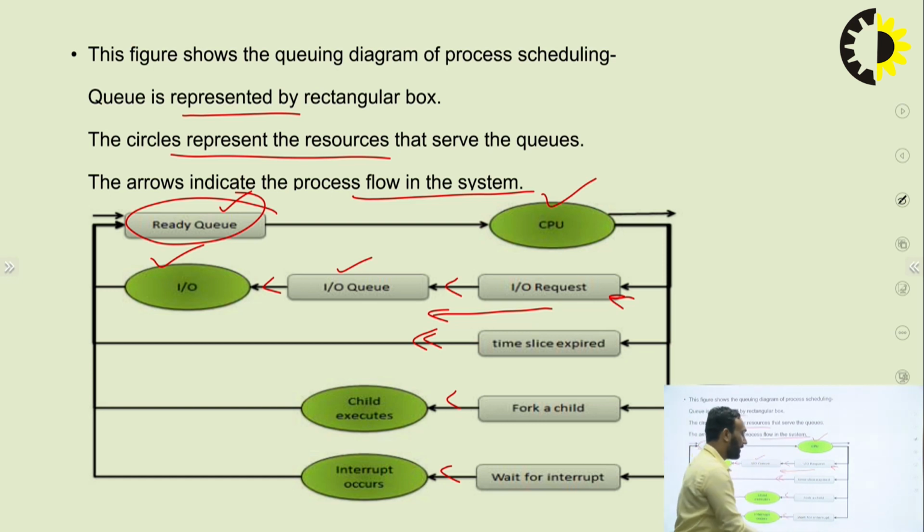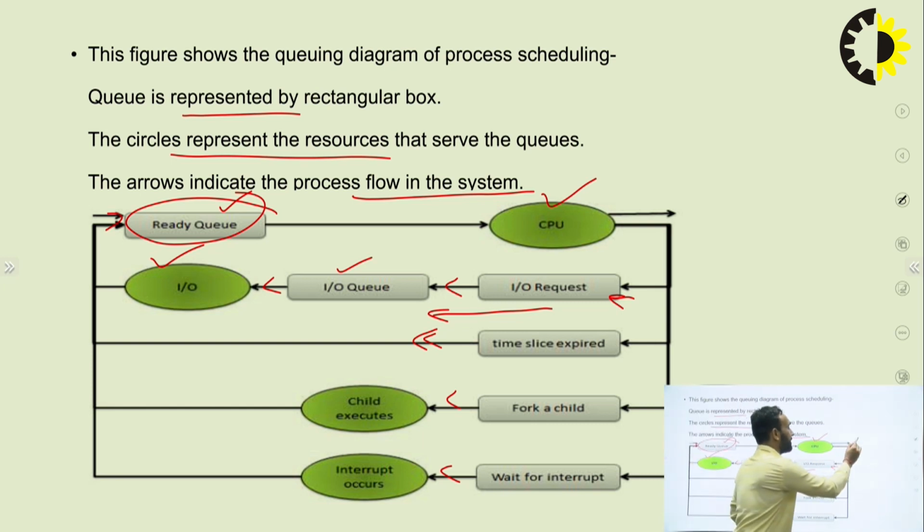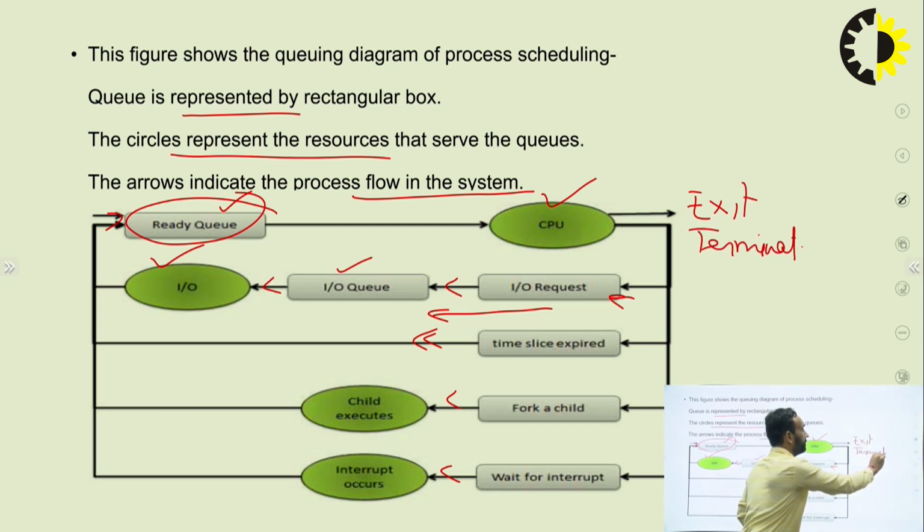And there may be one case for a child execution mode, and one for waiting for an interrupt. Finally, going through all these different states, it will again go to the ready queue and go for execution on the CPU and exit in the termination state.